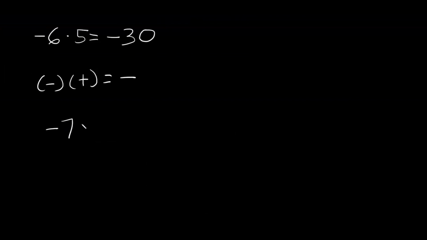And let's have negative 7 times negative 8. Well, we know 7 times 8 is 56, but let's think about our rule here. So we have a negative number being multiplied by a negative number, and they both have the same sign. And our rule says if two numbers have the same sign and they're being multiplied, then the end product is going to be positive. So this is just going to be positive 56.